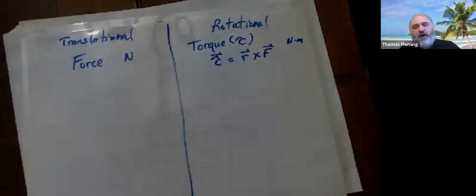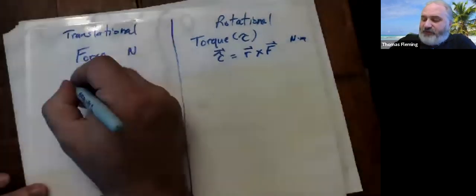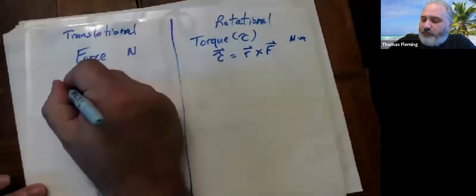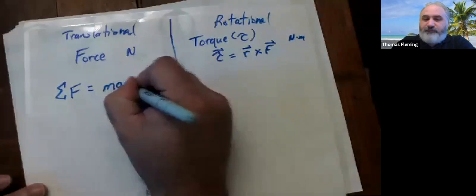And in chapter 9, we solved problems where all the torques on an object ended up adding up to 0, and therefore the object didn't move. But what we don't know is what's going to happen if the torques don't add up to 0. We haven't figured that part out yet. We know the translational version of that because that was chapter 4. We learned that if you add up all the forces, the sum of the forces equals ma.